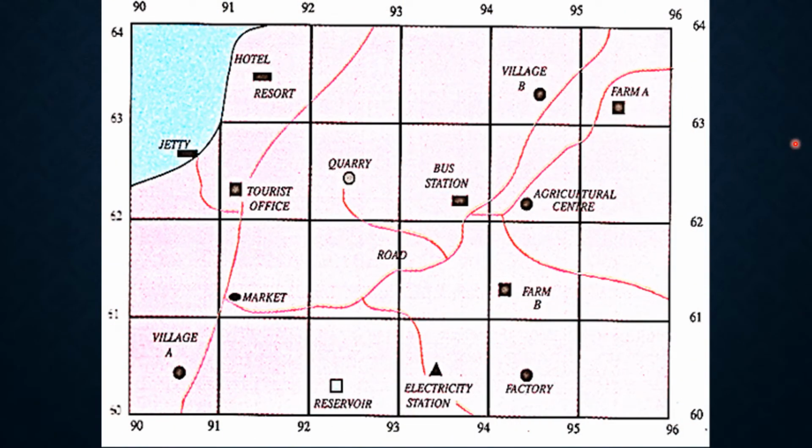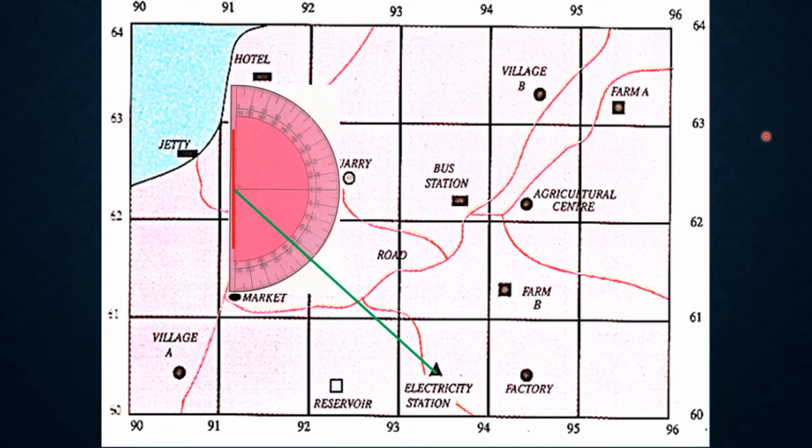So here we have our map, and we're going to determine the bearing of the electricity station from the tourist office. We want to know the bearing of the electricity station, which is right here, from our tourist office, which is right here. Already, as you can see, I have drawn my vertical line right through it. Now I'm going to connect them by a straight line like that. And next, I'm going to put my protractor on my vertical line right here. As you can see, it's properly positioned right there.